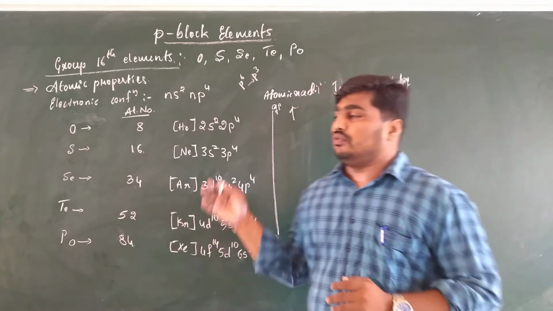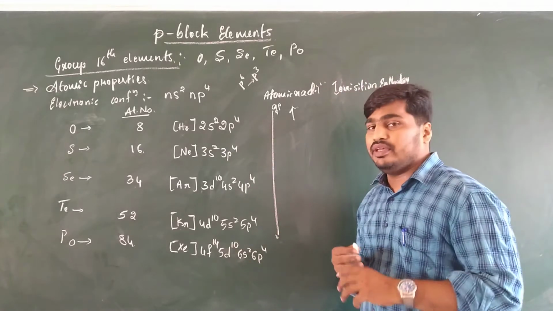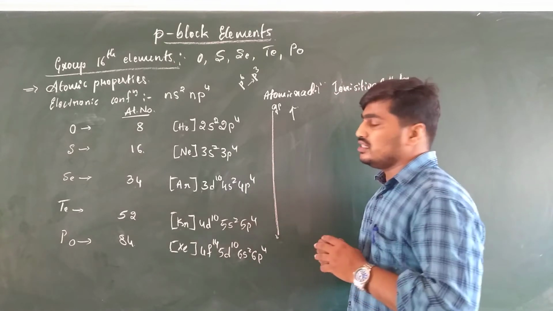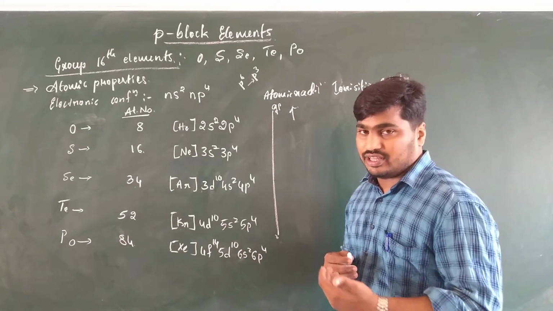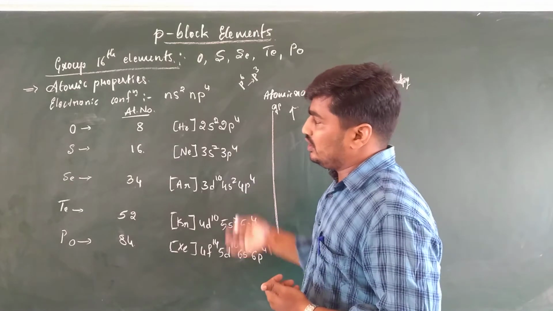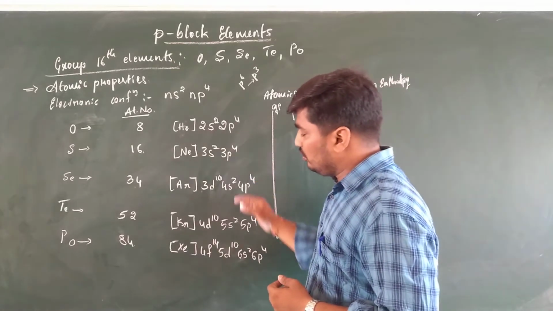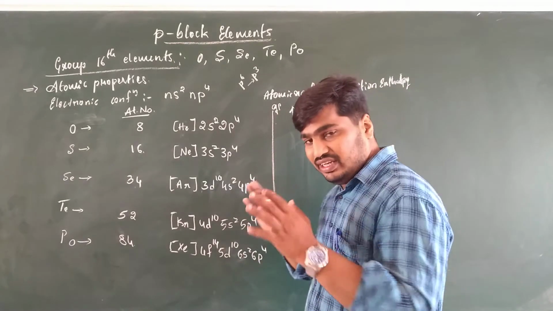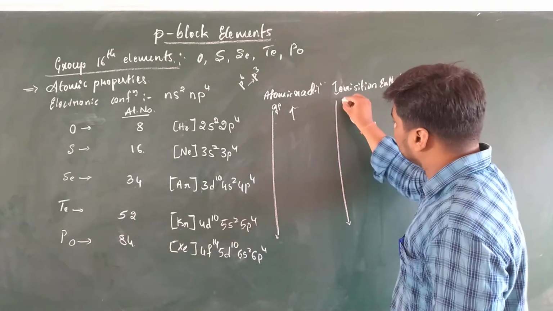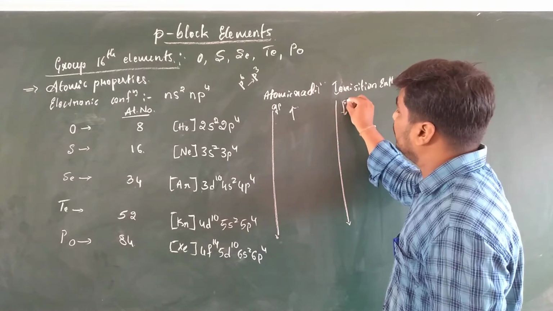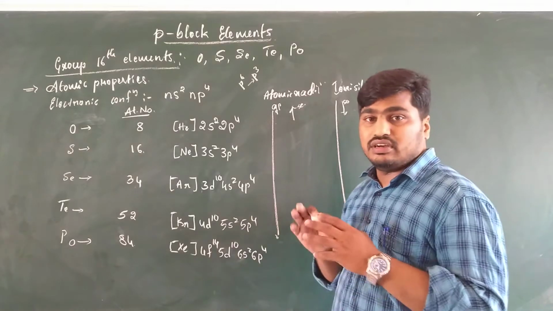Okay, now what is the order of ionization enthalpy? Therefore the question arises, what is the first ionization enthalpy, what is the second ionization enthalpy, and what is the order of these things. First, when we move down the group, atomic radii increases. Because of that, ionization enthalpy decreases down the group.